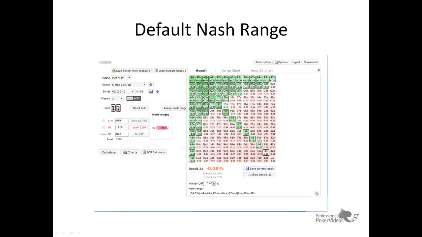Whereas if we use the ICM calculator, we can see that pocket twos would very clearly be a fold, because what the ICM calculator is doing is just simply saying, this guy's shoving X range, can we call? And the answer is no.